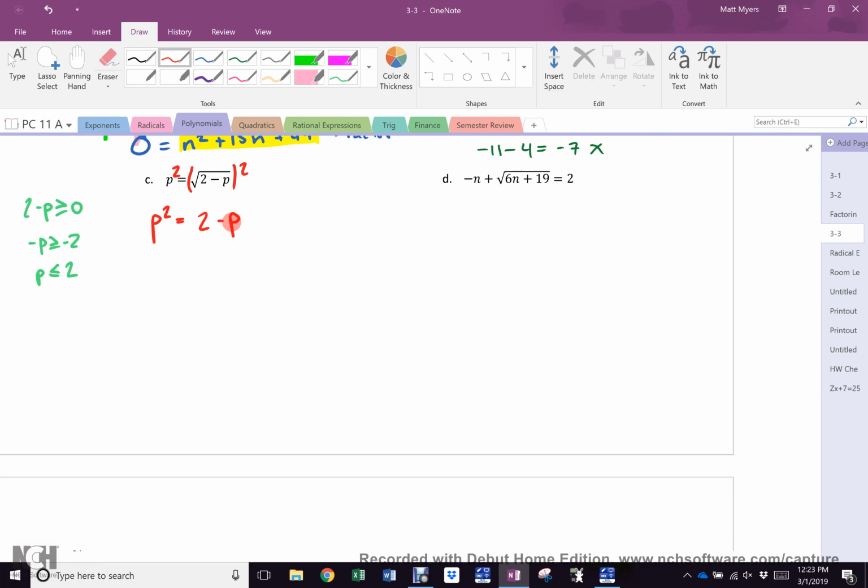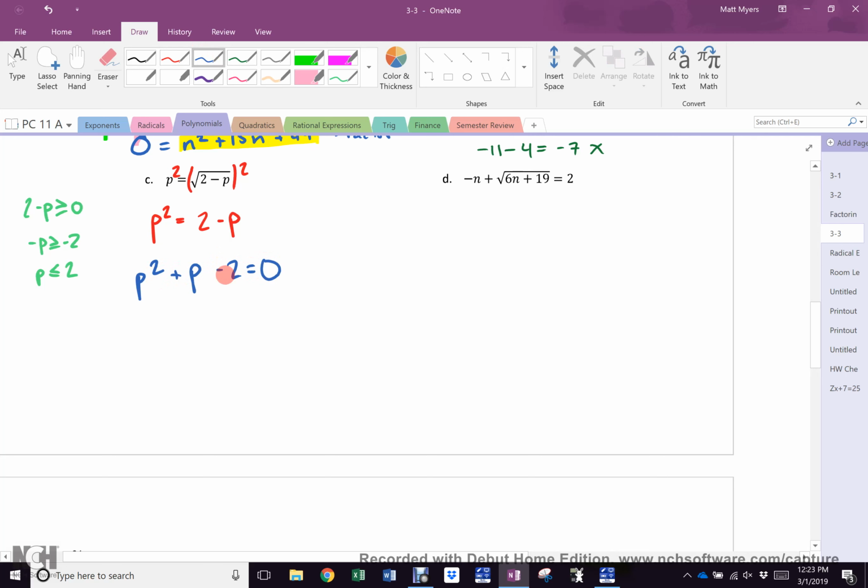Do I have any like terms? No. But I have a squared, a regular, and a constant. We've seen this before. That's a trinomial, isn't it? So let's make it a trinomial. Oh wait, we got to change to blue because now we're doing algebra. P squared plus p minus 2 equals what? 0. We know what to do with that.